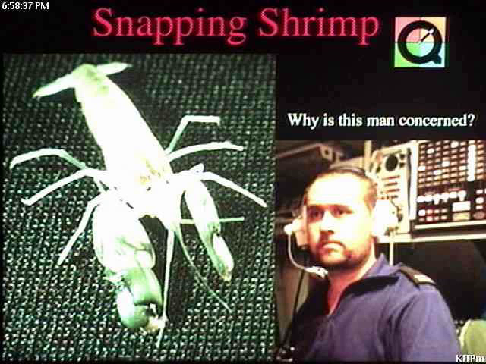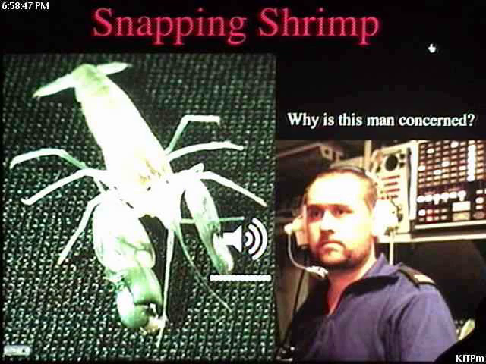A snapping shrimp generates its sounds by snapping its wrist joint. A bed of snapping shrimp produces a crackling sound.